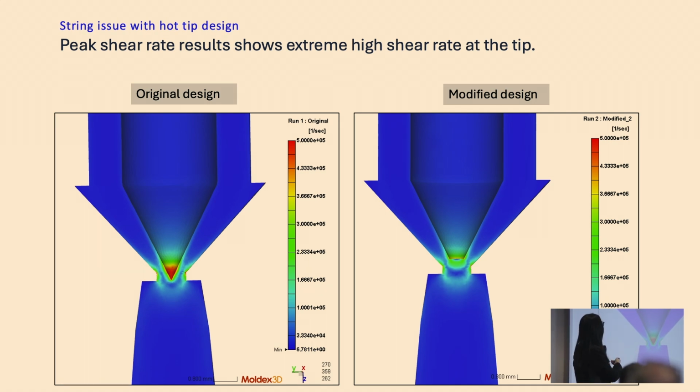So they came to Moldex3D and ran a simulation with our software. And you can see that with the original design, there's a large increase in the shear rate just very close to the tip area. And with the modified design, the shear rate is a lot lower. So this gives them some evidence that it's probably because of the high shear rate near the tip that's causing a higher temperature increase.